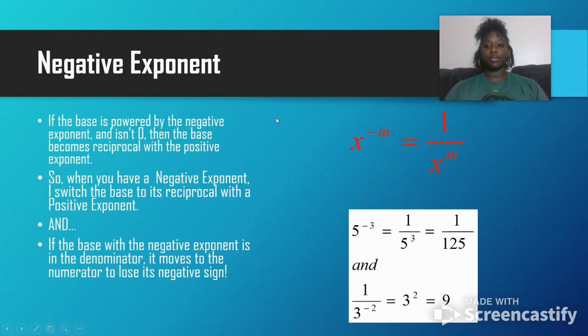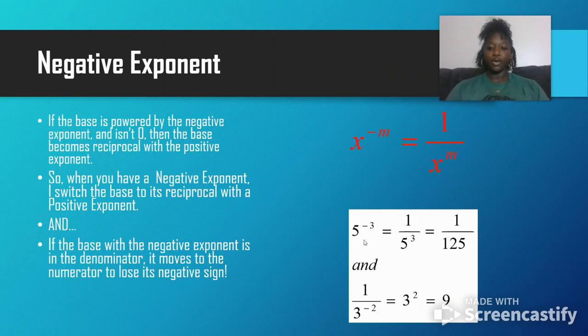The next thing we're going to talk about is negative exponents. If the base is raised to a negative exponent and isn't 0, then the base becomes the reciprocal with the positive exponent. Reciprocal means to flip. As we see here for the example, 5 to the negative third power.